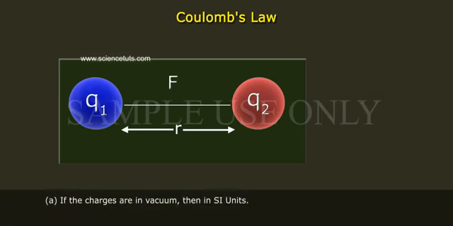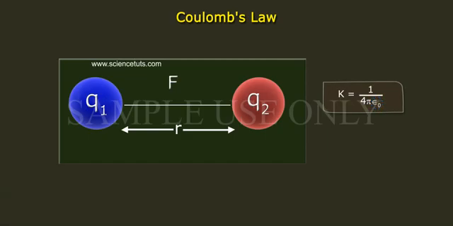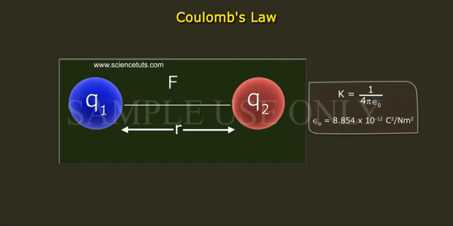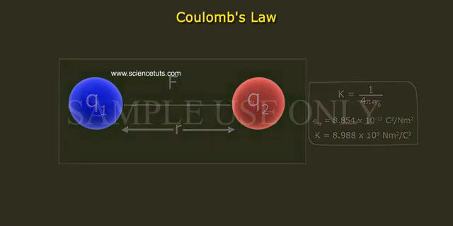A. If the charges are in vacuum, then in SI units, K is equal to 1 by 4 pi epsilon naught, where epsilon naught is the permittivity of space. The value of epsilon naught is equal to 8.854 into 10 power minus 12 Coulomb square per Newton meter square, which was obtained by experiments. Thus K is equal to 8.988 into 10 power 9 Newton meter square per Coulomb square.